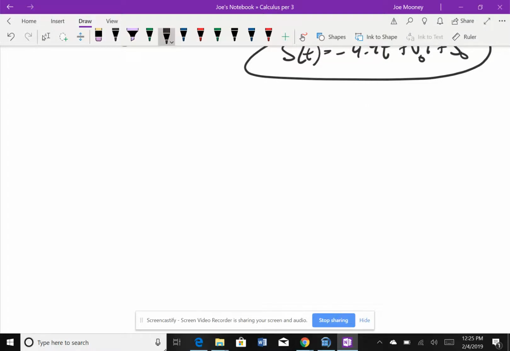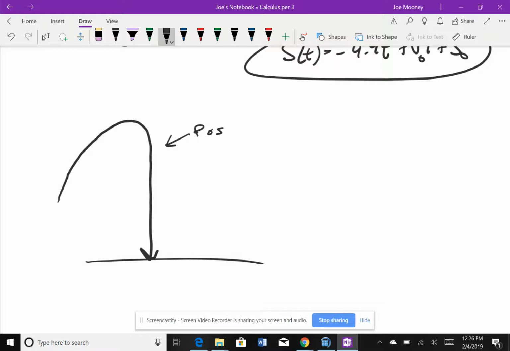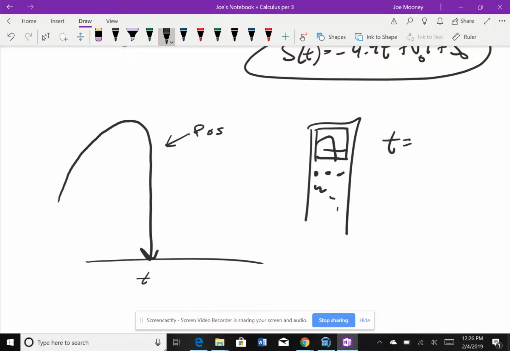Let's think about that. If an object impacts the ground right there, we have to keep in mind that this is the position and it hits the ground there. So you need to know the time it hits the ground. Basically, you use your calculator, or you can use algebra, it's up to you, to figure out when it hits the ground. Once you've found that t value, you plug it into your velocity function, and that finds the velocity at impact.